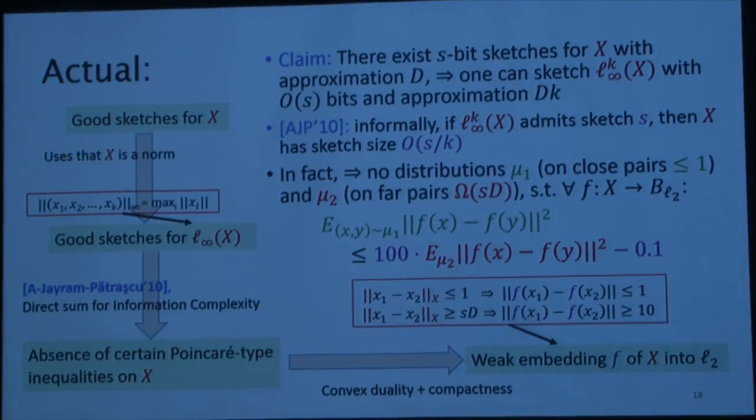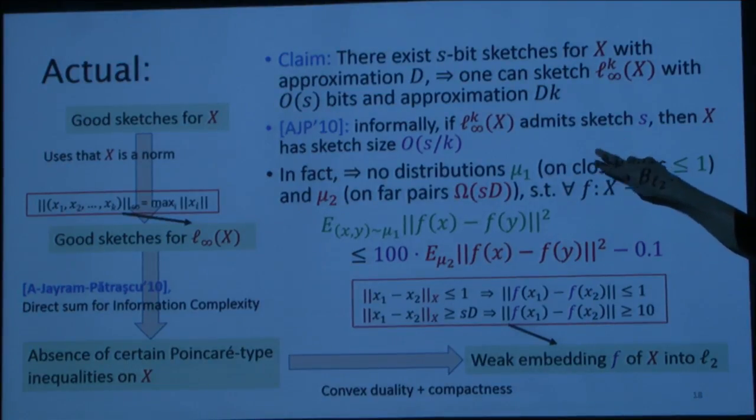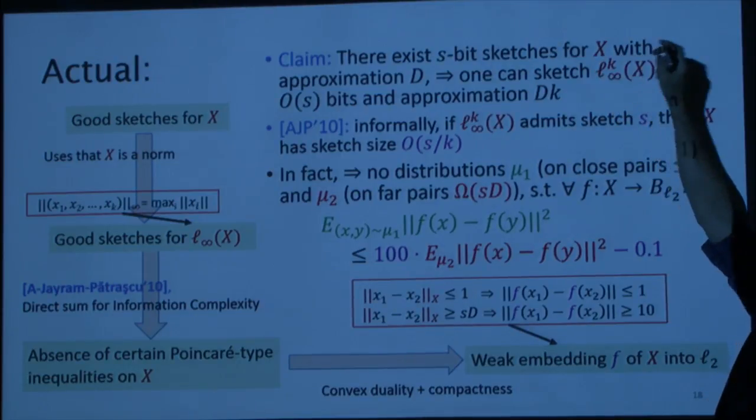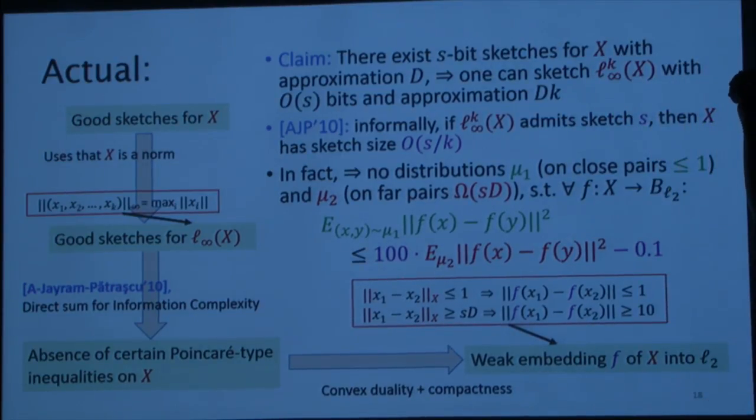This is the type of Poincaré inequality that it actually implies. So it says that, going back to this line, we'll set k to be equal to s. So this means that we started with x that has sketch s, right?